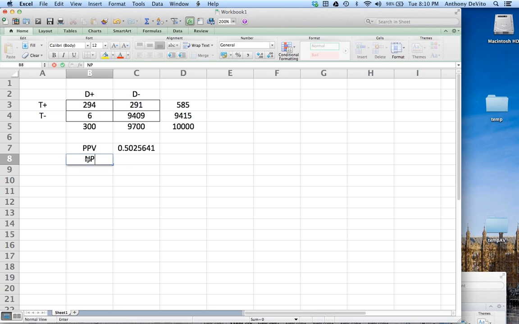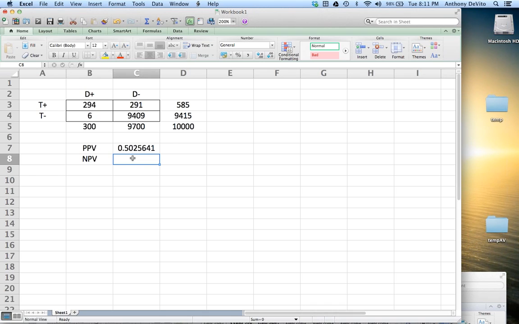Let's do the negative predictive value. The negative predictive value is, given that you've tested negative, what's the probability that you are indeed negative? Well, in this case, 9,415 people tested negative, and of those 9,415, 9,409 of them actually are negative. So negative predictive value is going to be 9,409 divided by 9,415, or pretty close to 100%. That's our positive predictive value. That's our negative predictive value.